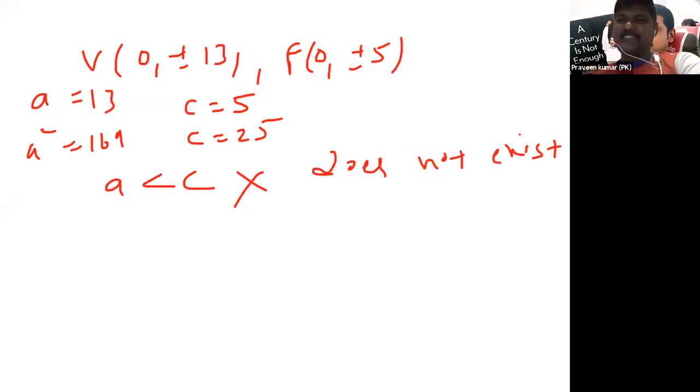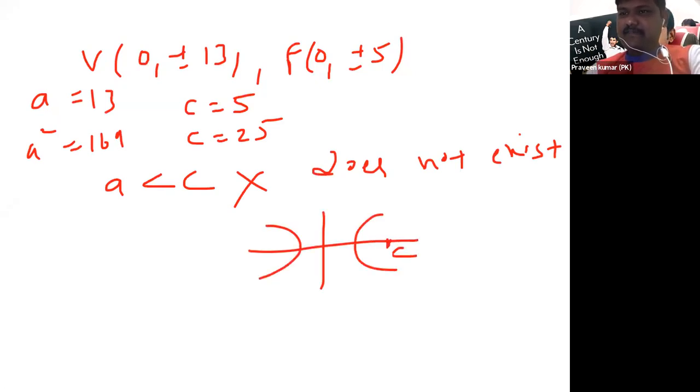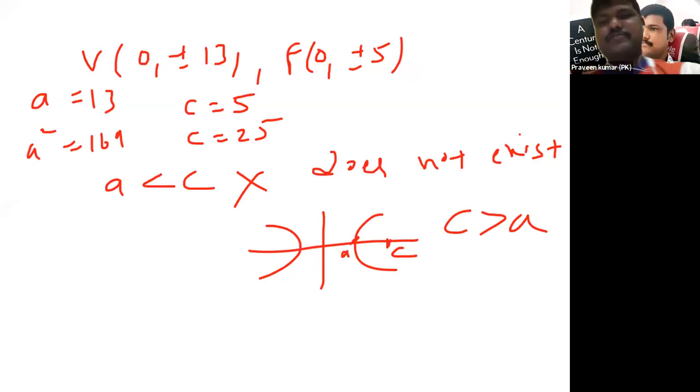If you are finding answers, it means it is wrong. Remember, always the C value is greater than A, because in the diagram it's clearly mentioned. C is here, A is here. C is always greater than A. If C is less than A, it is wrong. The equation does not exist. If this type of question comes, you can choose none of these. Do you understand what I am saying? You cannot give an answer. Be thorough with the concept.